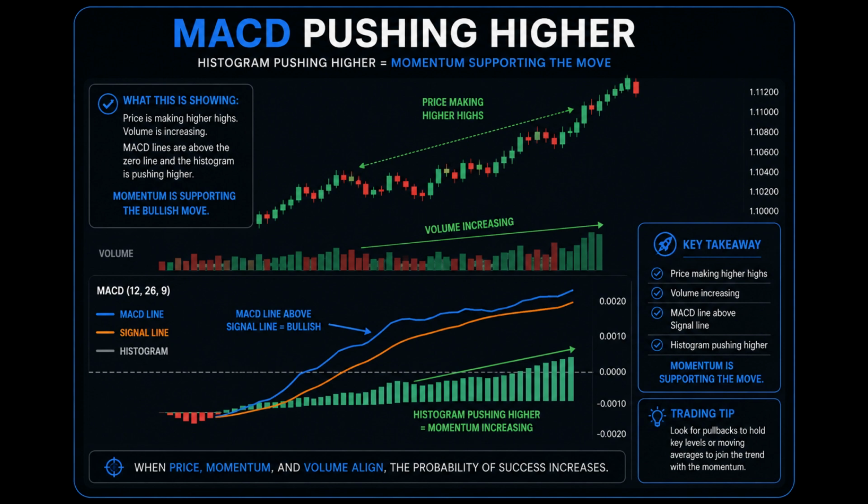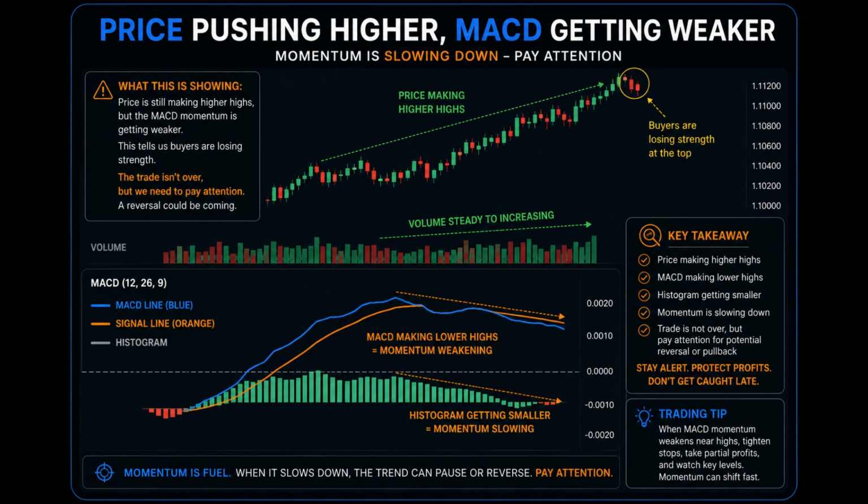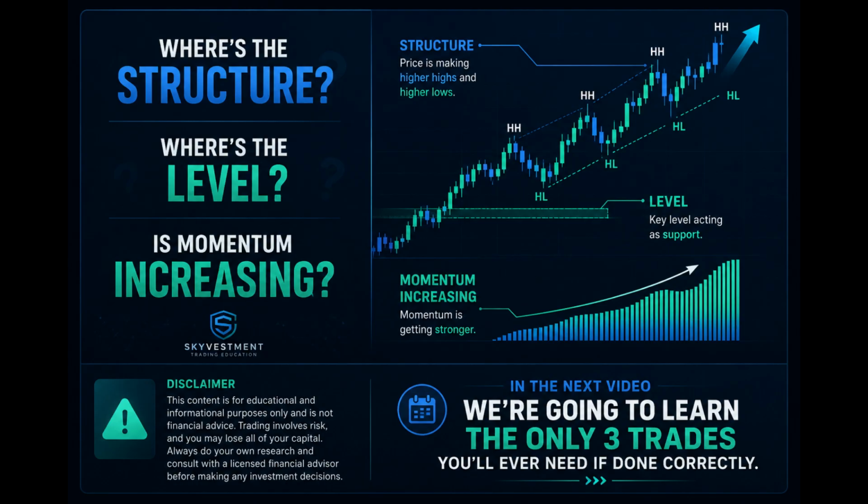So if price is pushing higher and the MACD histogram is getting bigger, that tells us momentum is supporting the move. But if the price is still pushing higher and the MACD starts getting weaker, that could tell us momentum may be slowing down. That doesn't mean the trade is automatically over, because in trading, we don't just look at one candle. Where's the structure? Where's the level? Is momentum increasing?